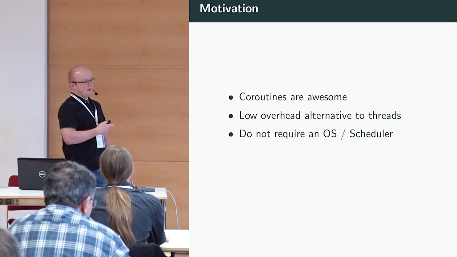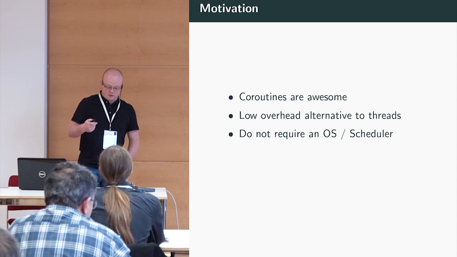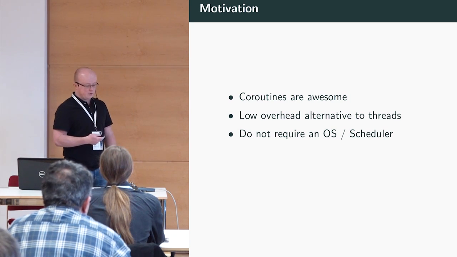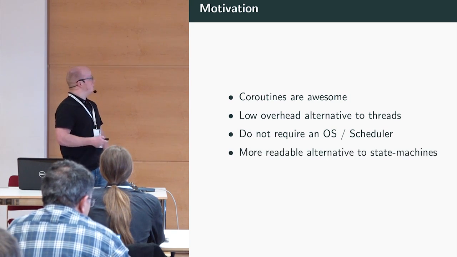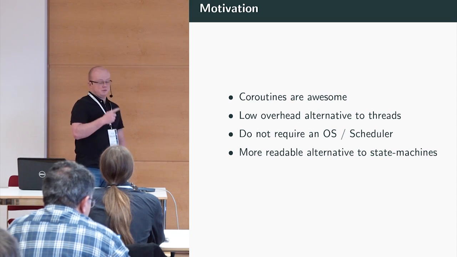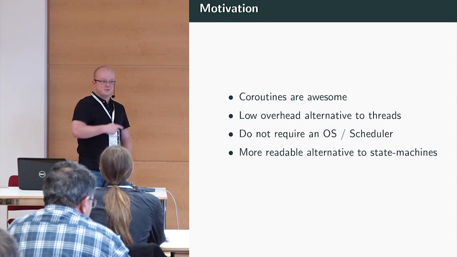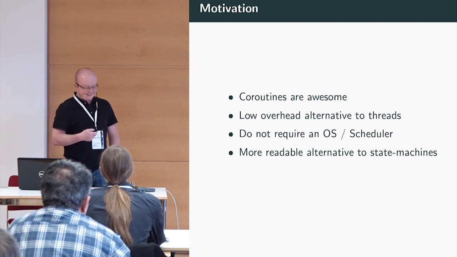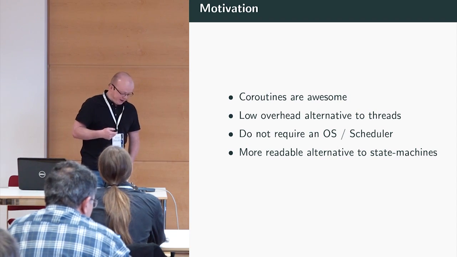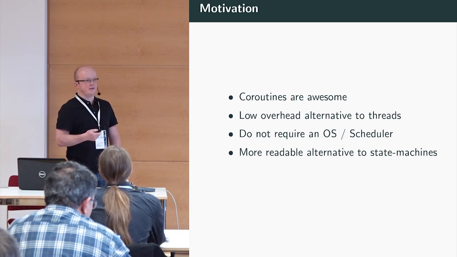So we're talking bare metal here, wanting to do something in a concurrent way, and coroutines are quite useful, and they are more readable than state machines. As you can see, I don't mention performance in comparison to state machines. Well, there are actually situations, I think, where they can be faster than state machines, but it's not that likely.